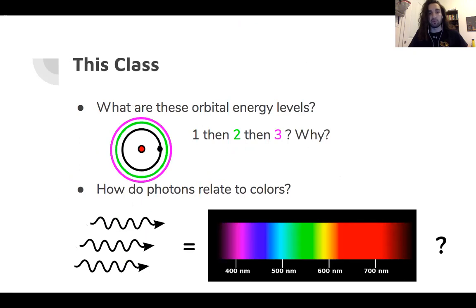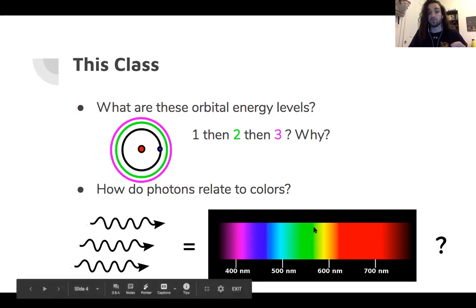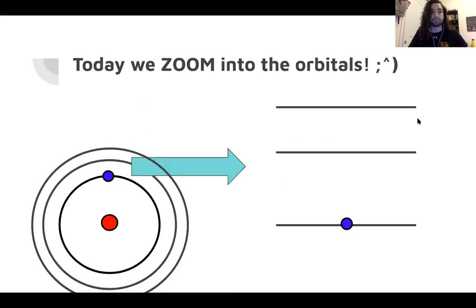This class, we're going to learn why orbitals have different energy levels. It starts in the first one, then there's a higher energy in the second one and a higher energy in the third one, where 3 is the highest, this is the middle, this is lowest. By the way, none of these colors here really ultimately mean anything. I just color coded it to make it easy to see. But what does have something to do with colors are the squiggly lines, the photons. These actually do relate to color.